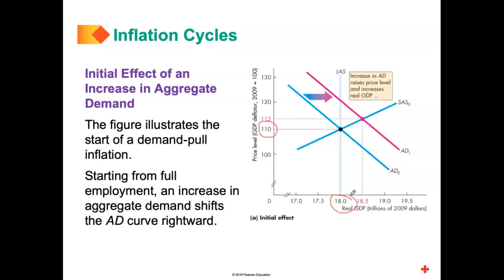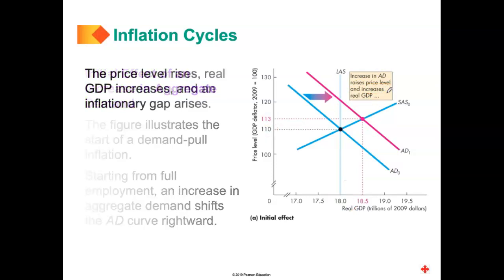Okay, so that is a rightward shift of the demand curve. Now notice, when there's a rightward shift of the demand curve, the price level increased from 110 to 113. And we define inflation as an increase in the price level. So already we can see inflation happening. But also GDP increased from 18 to 18.5 trillion dollars. Now, that is what happens when there's an increase in aggregate demand. The price level increases and GDP increases as well.